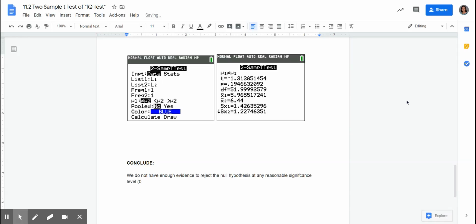And by that, I would mean even 0.01, we don't have enough evidence. 0.05 is our typical, and then 0.01. Sorry, I think I said 0.01, 0.10, 0.05, or 0.01. As our p-value is greater than all of these levels.